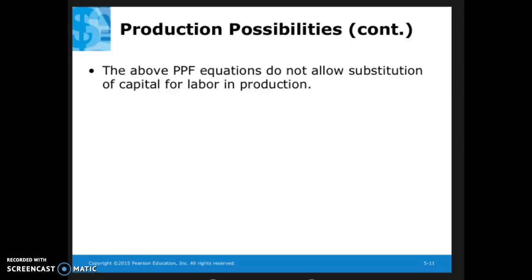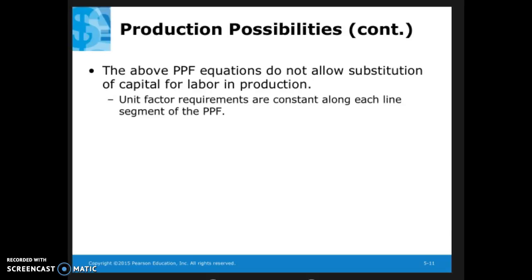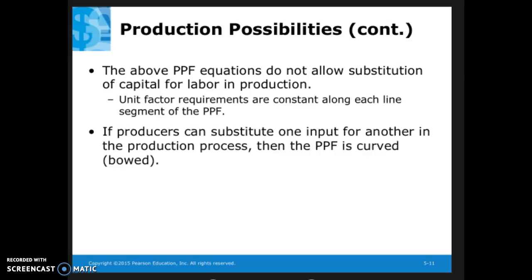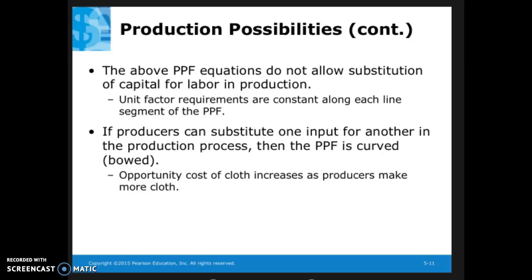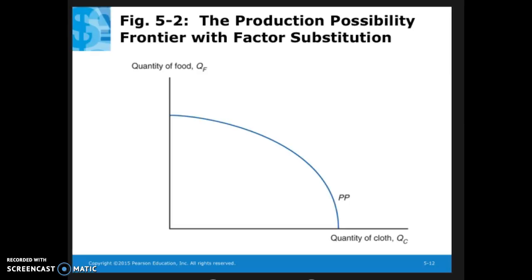So the above equations did not allow substitution of capital for labor in production. We held unit factor requirements constant, but if producers can substitute one input for another in the production process, then the PPF curve is bowed. The opportunity cost of cloth increases as producers make more cloth. You can see it in this concave representation, where we have concave down production possibilities.